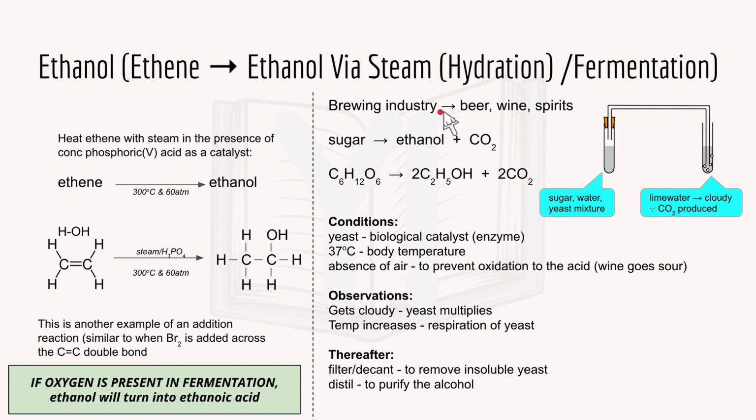So here's the brewing industry. We have fermentation: sugar makes ethanol plus carbon dioxide. The conditions are that yeast needs to be available because yeast is a biological catalyst, and the enzyme has to be at 37 degrees Celsius, like body temperature, because the yeast optimum temperature is 37 degrees Celsius, and also in the absence of air to prevent oxidation, as the wine or the ethanol will go sour. And here are the observations and thereafter.